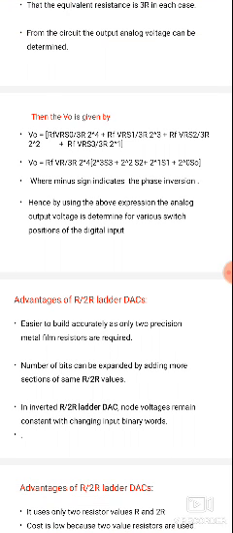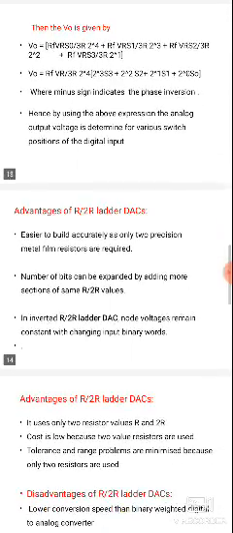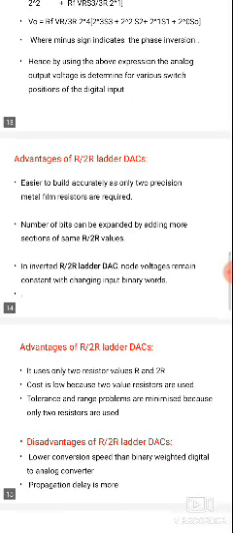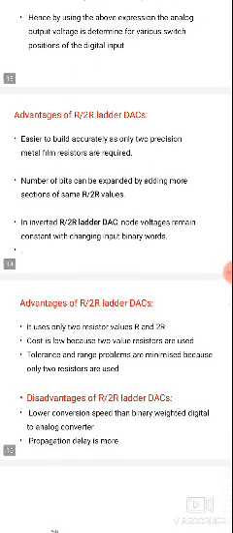Next, we take RF by VR common, into RF VR by 3R. Then we have 2 power 4 into S power 4 plus 2 power 4 into S cube plus 2 cube into S square plus 2 power 1 into S naught plus 2 power 0 into S naught, where the minus sign indicates the phase inversion. By using the above expression, the analog output voltage is determined for various switch positions in the digital input.